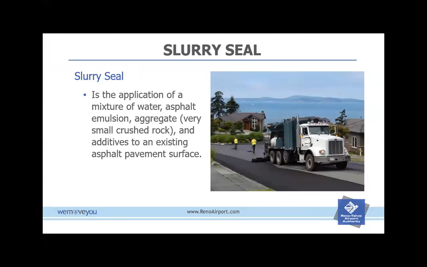This project is encompassing slurry seal mainly for our asphalt pavements here at the Reno Airport. For those of you who are not familiar with slurry seal, it is a preventive maintenance surface treatment that you put on asphalt pavements that extends the life. It's a combination of asphalt emulsion and small rock that you put on the surface of the pavement, and it dries in a few hours and kind of rejuvenates and fills any small cracks or issues with the pavement.